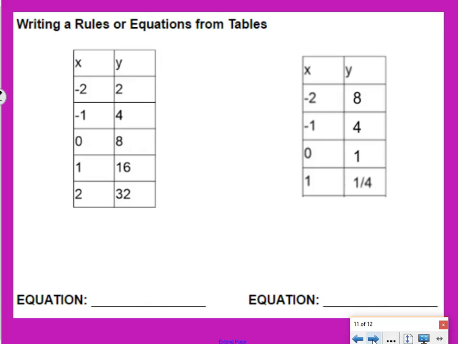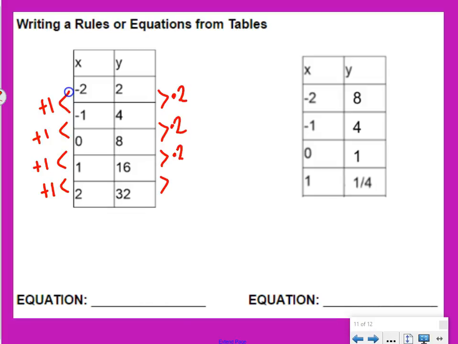Let's practice that some more, writing rules or equations from tables. So we want to write a rule for each of these from the table. First, check, is your x changing by 1? Yes, it is. So we're good on our x values. Now we have to find our change in our y values. Remember, you're looking for multiplication. 2 times 2 is 4. 4 times 2 is 8. 8 times 2 is 16. 16 times 2 is 32. That value right there that you're multiplying by, that's your b. b equals 2.